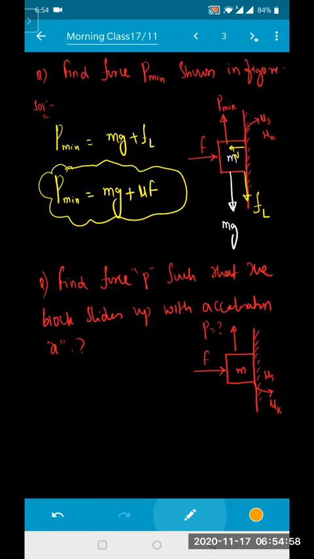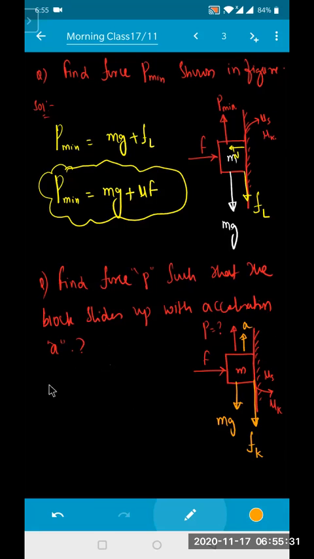Sir, the block slides up means friction is downward. Very good. What type of friction? Limiting, sir. Why limiting? Since it is moving, it will be kinetic. Before the body moves it is limiting; when it is moving, it will be kinetic. And the weight of the body is also mg, and the acceleration of this block is in the upward direction, A.